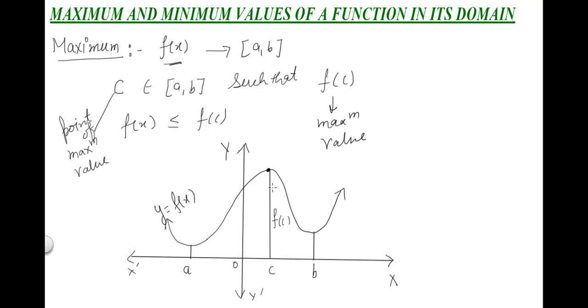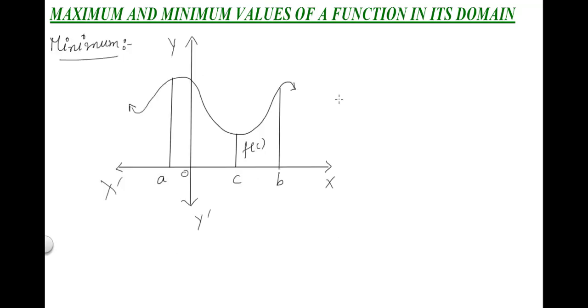Similarly, we can now understand minimum. As you can have a look on the curve y equals f of x, it is also defined between the interval a and b, and at point c we see the minimum value of the function. F of c is known as the minimum value of the function, and point c is known as the point of minimum. This is how we calculate.